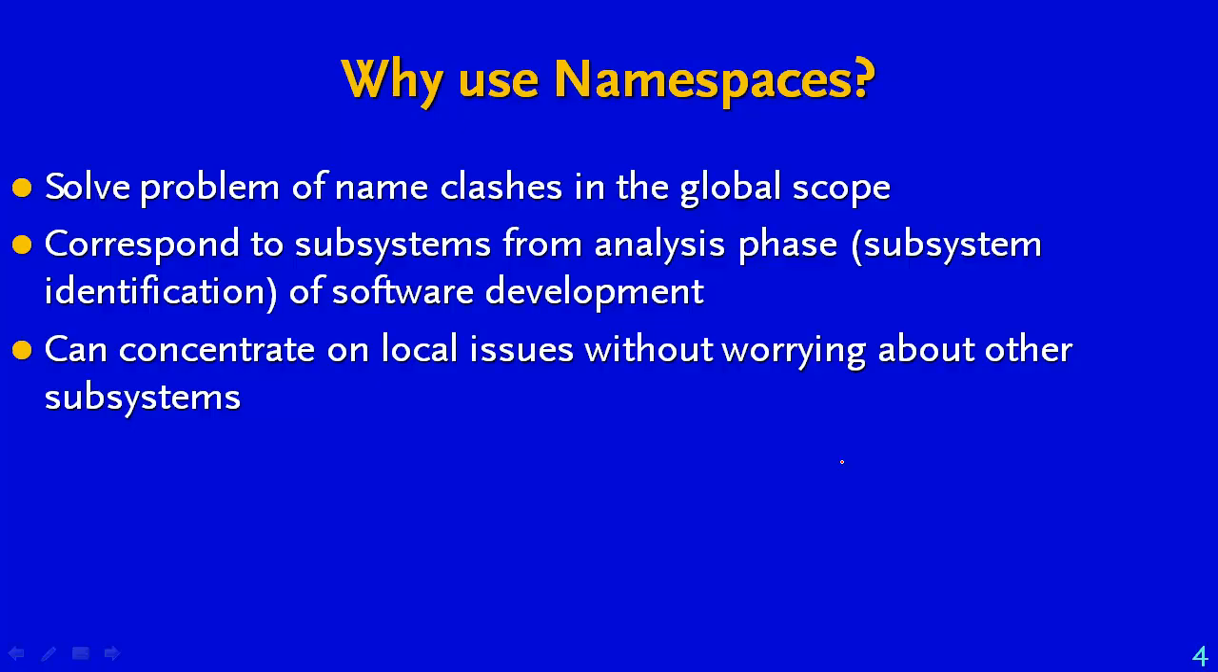So why would I use namespaces? I've more or less given the reason. We want to avoid name clashes in the global scope. So C has got global scope, so if I've got a global print function, there can only be one. And I've had some painful problems before.